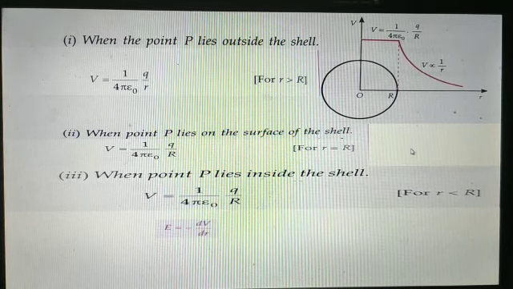So I hope this is clear, and this is very important also in numericals, and in the next topics you will get the concept of this. You have to use the concept of this.